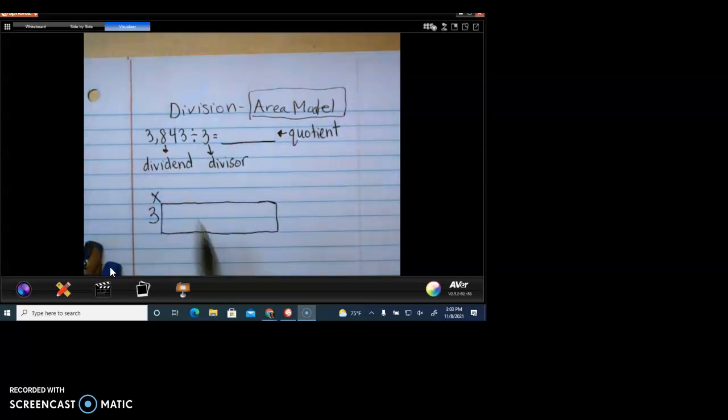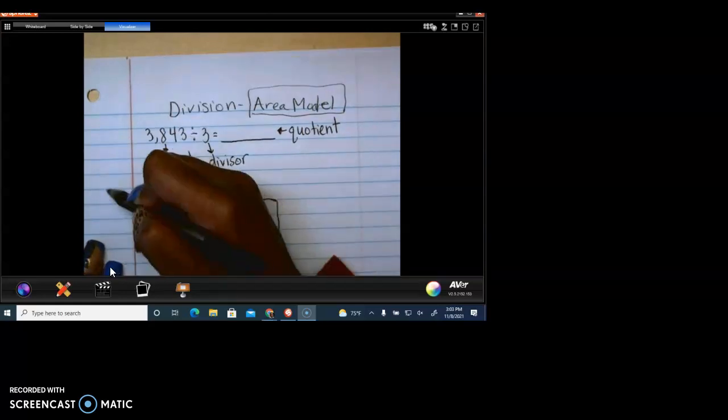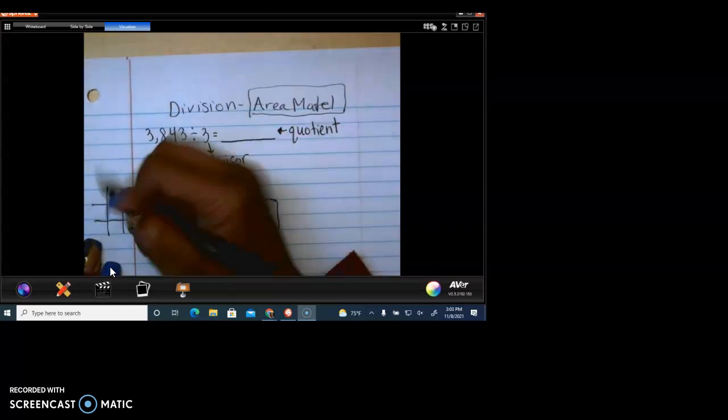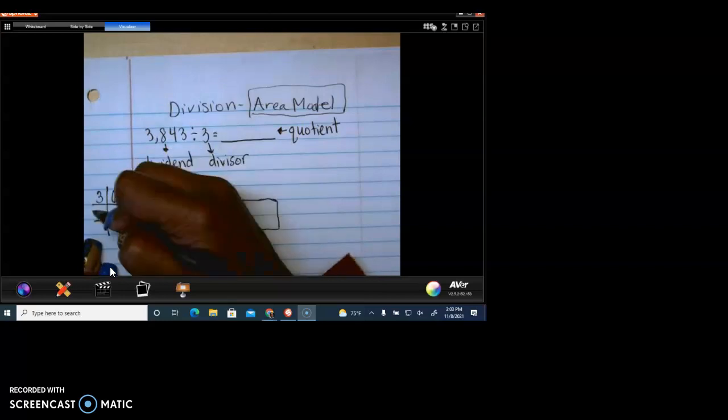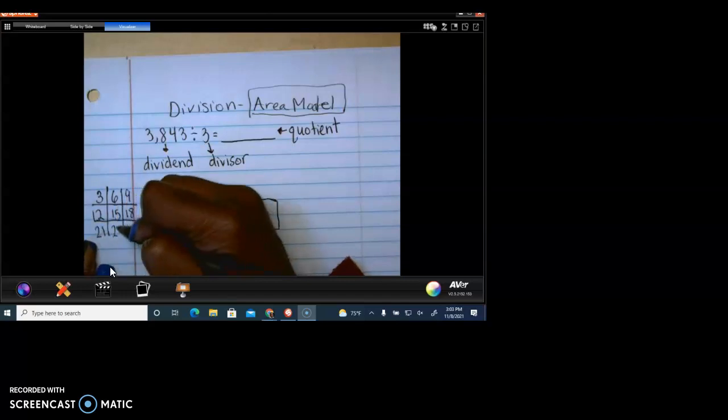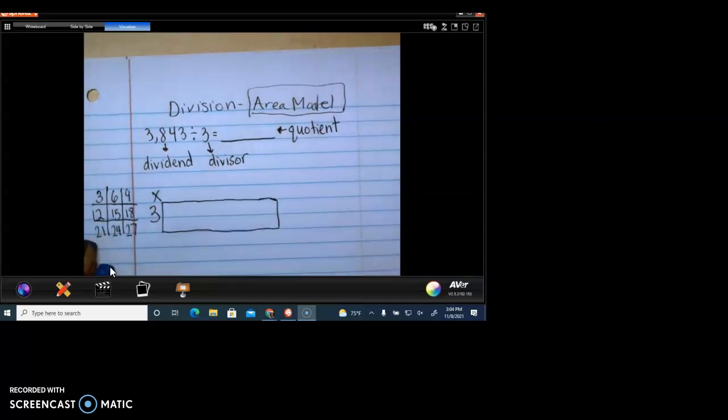I need to figure out how do I break down the number 3,843 all the way until there's nothing left over. I'm going to put my multiples of 3 over here on the side, and that can help me. 3, 6, 9, 12, 15, 18, 21, 24, and 27. Just a refresher, this means that 3 times 1 is 3, 3 times 2 is 6, 3 times 3 is 9, 3 times 4 is 12, and so on up to 3 times 9 is 27.